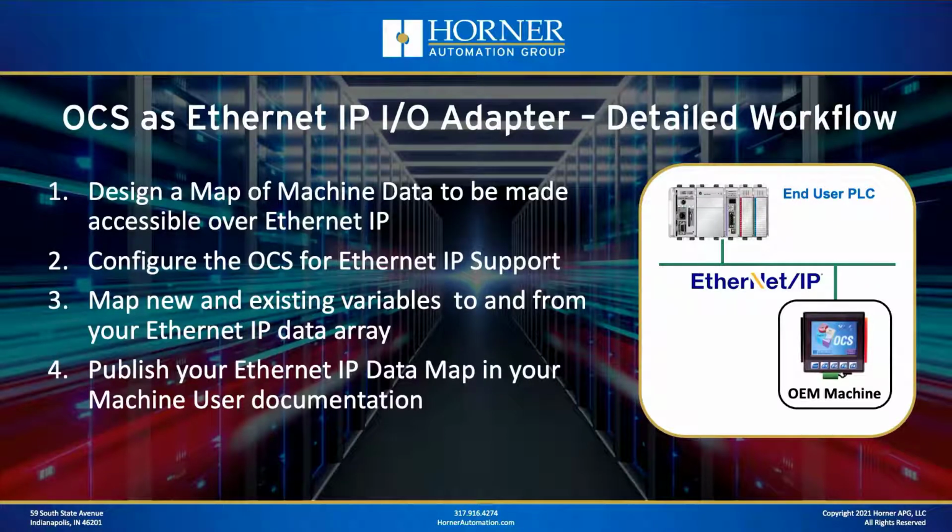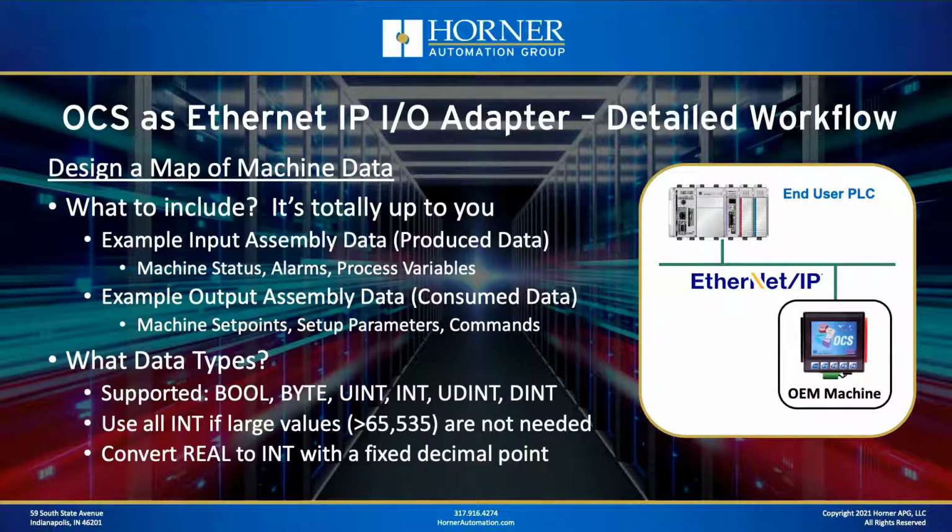Next, there's a step involved also in Cscape to map new and existing variables to and from the network. We'll go through that in detail as well. And then finally, you need to update your machine documentation to give your end users the information they need to be able to access that data that you're publishing over Ethernet IP. All right, let's take a look at these steps individually, starting with designing a map of machine data.